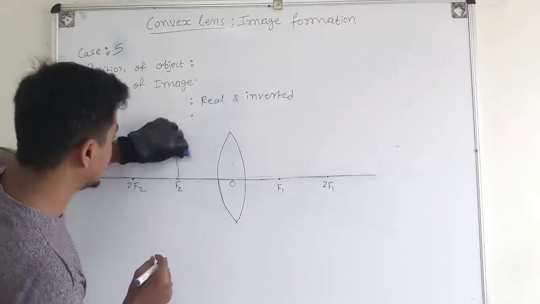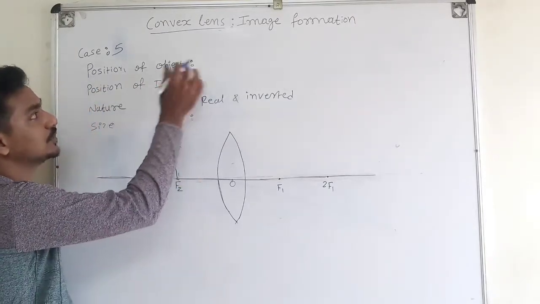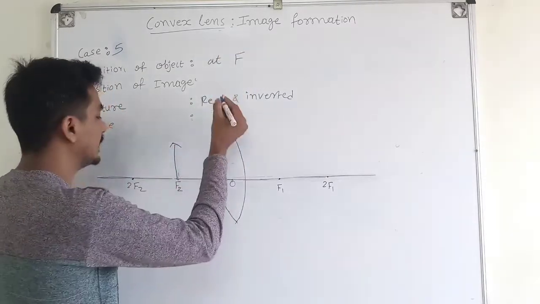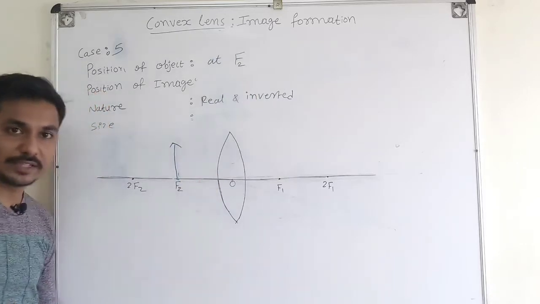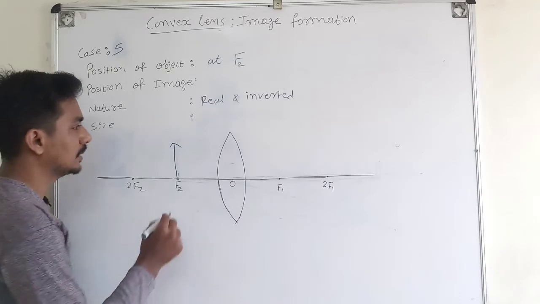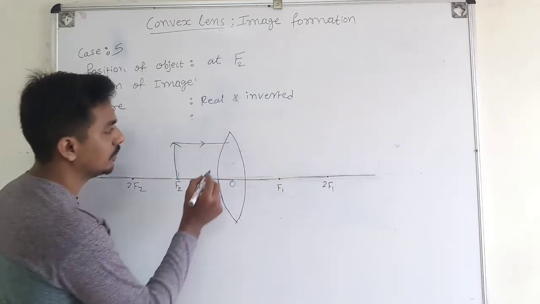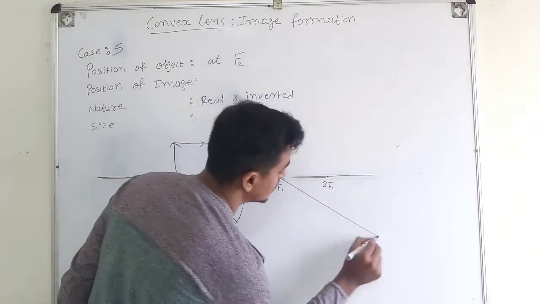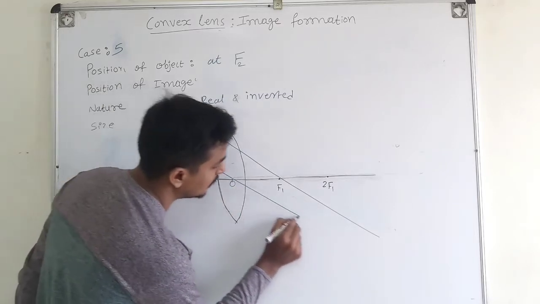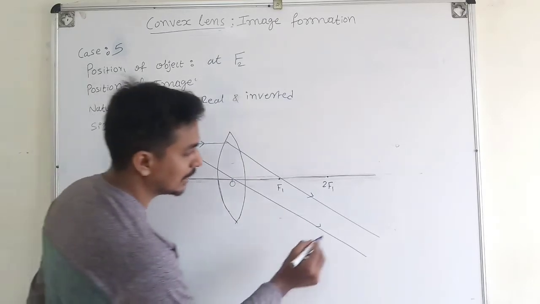So here our object is placed on the principal focus. So here the position of the object is at F, or we can say at F2, that is the principal focus. Better you write principal focus. So here the parallel ray after refraction will pass through the focus, and the rays passing through the optical center will pass undeviated.